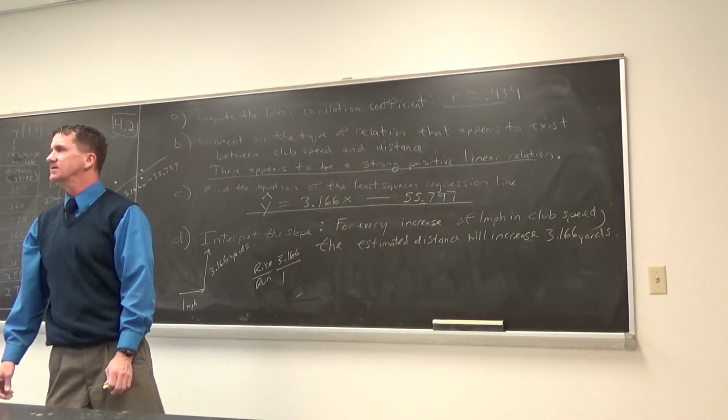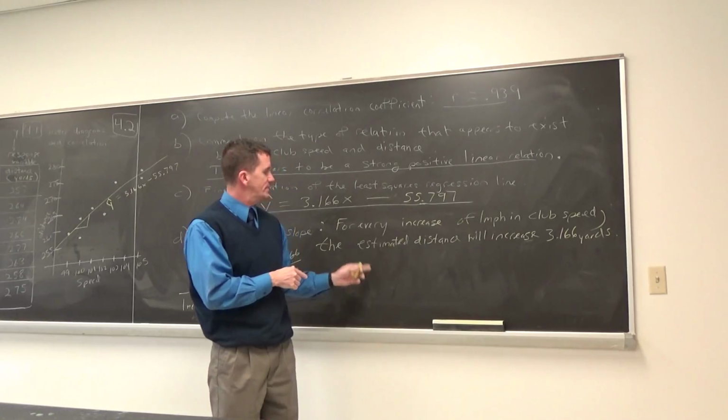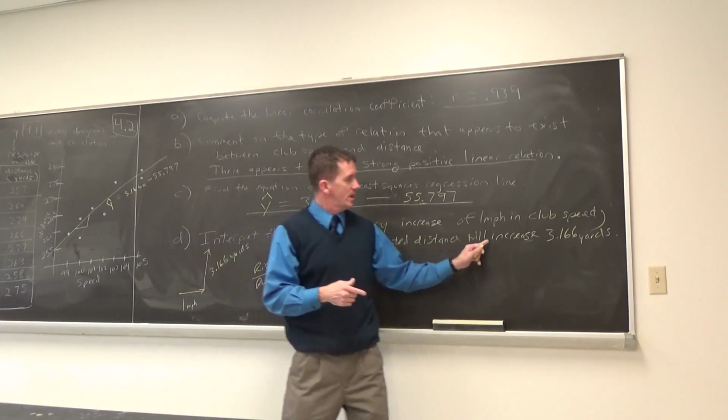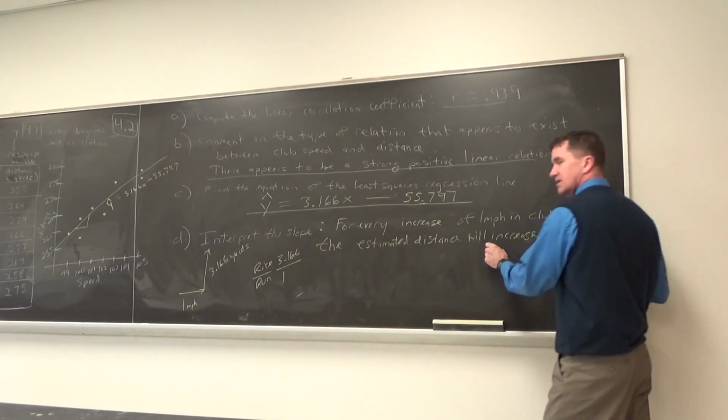All right, for every increase of 1 mile per hour in club speed, the estimated, there's my y variable, will increase 3.16. The key words are these words, increases, right?